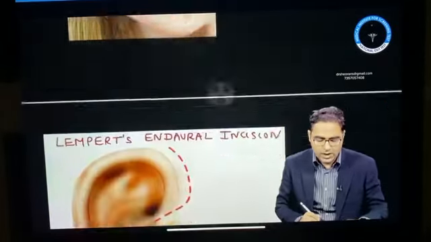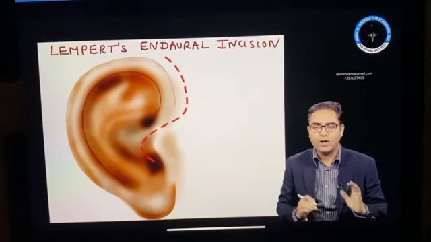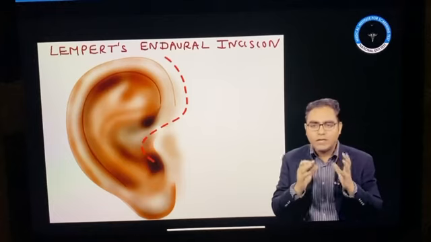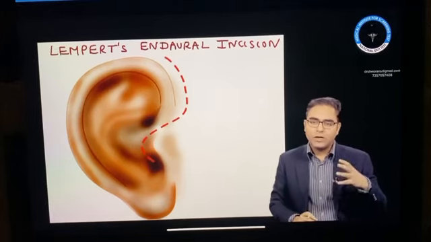So this is Lempert's endaural incision. Can you see that, beta? Can you identify the image? End means in front of, aural means pinna. Fine. This is the surgical significance of incisura terminalis. Now, next again a clinical thing.